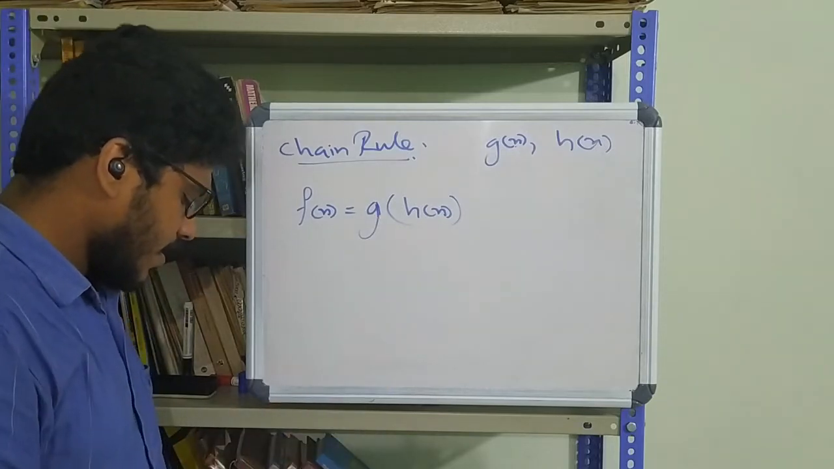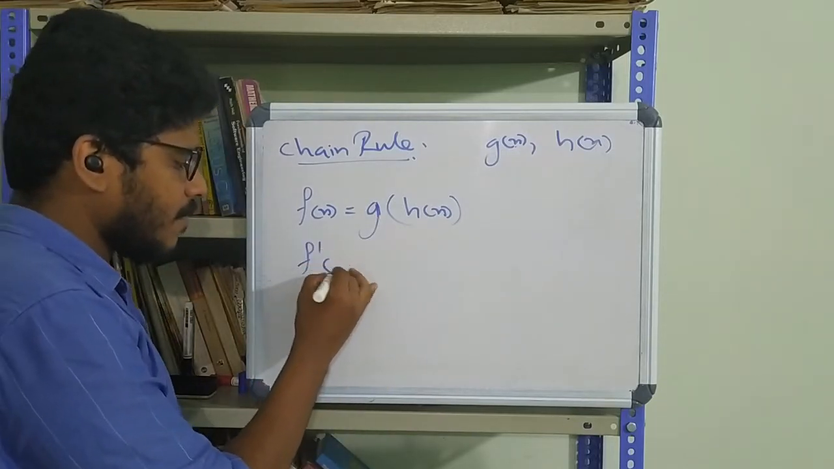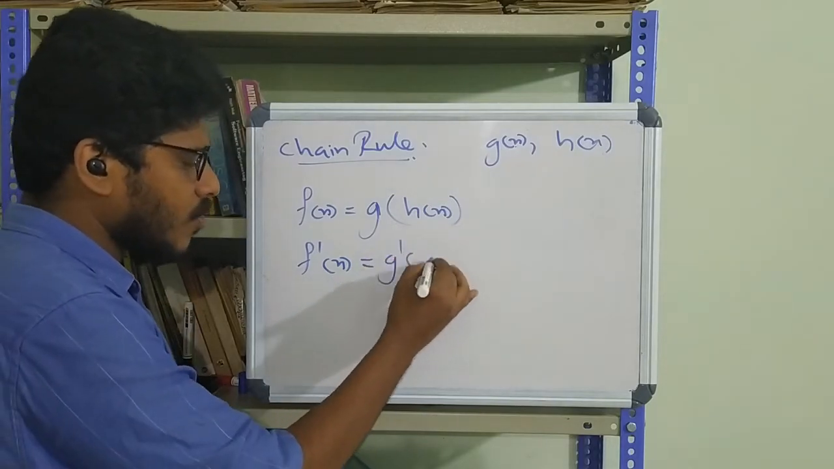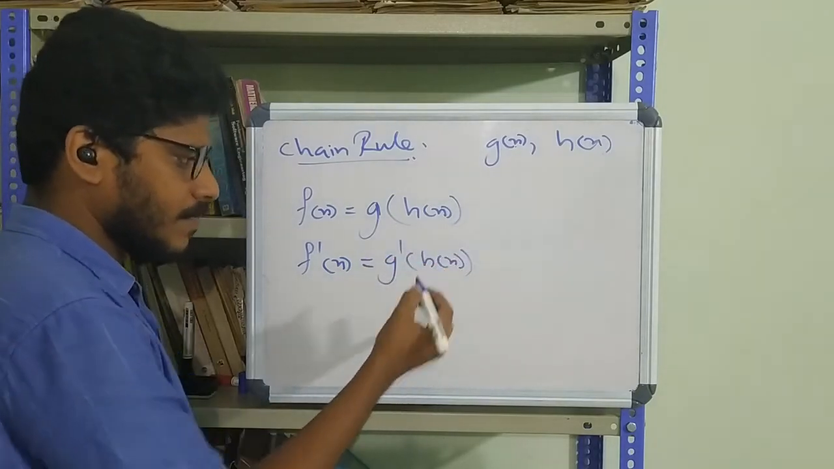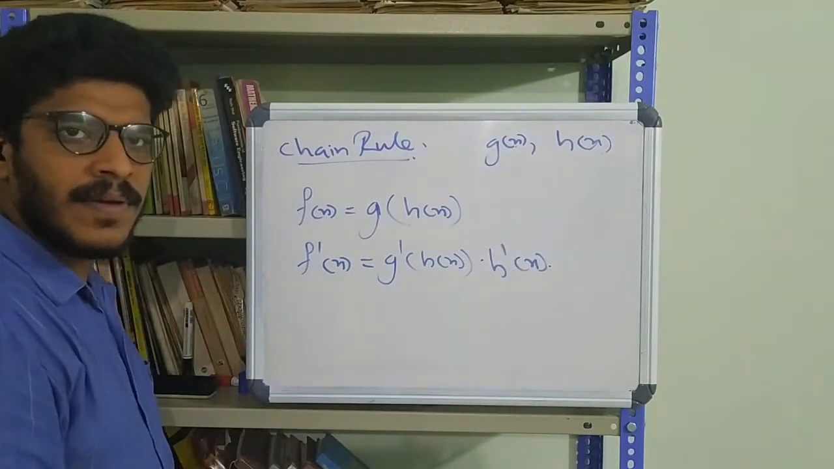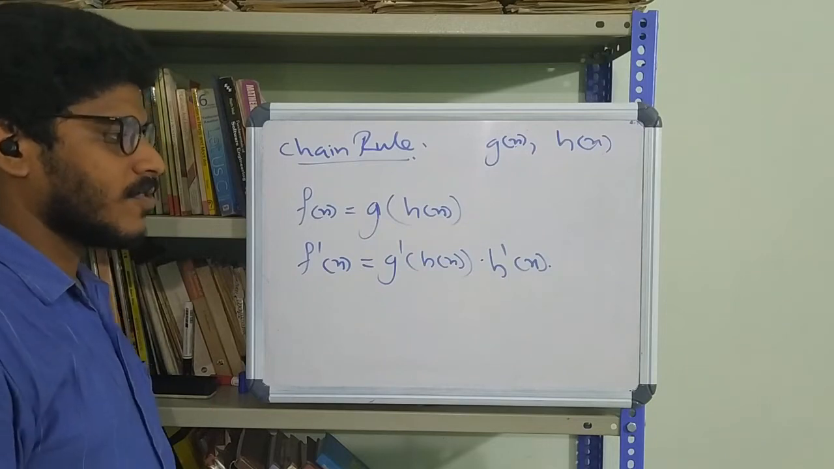If that is the case, then the derivative f dash of x is defined as g dash of h of x into h dash of x. G dash of h of x into h dash of x.